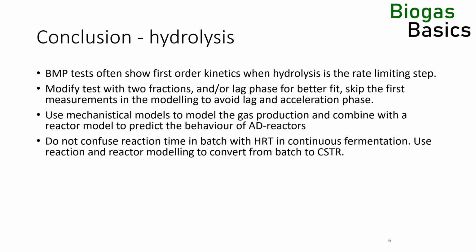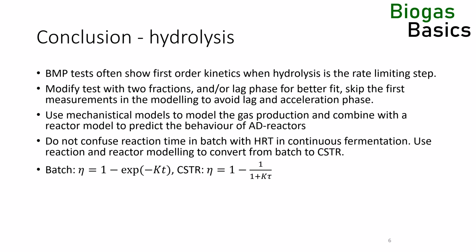To predict the performance of a continuous reactor from a batch BMP test, use reaction modeling for a batch to identify the parameters, and then use the reactor model of the CSTR to predict its performance. The curves look different. The batch reactor is described with an exponential function, whereas the steady-state CSTR is described by a hyperbola.